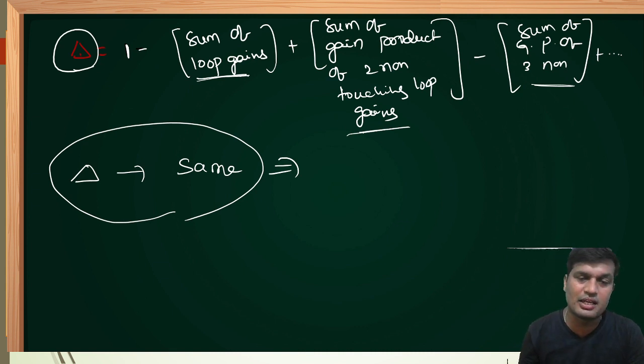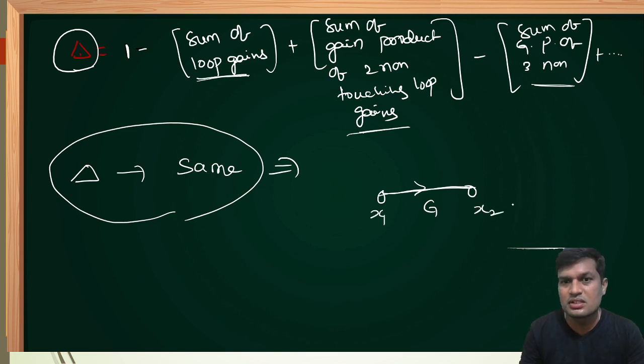I hope everybody is clear. And the most important point I have to tell is, let's say this is the gain G, which is called the path gain or transmittance. It is in between two nodes. Node x1 is called the input node, because it has an outgoing branch. Node x2 is called the output node, because it has an incoming branch. Now x1 is defined as the input node, x2 is defined as the output node.